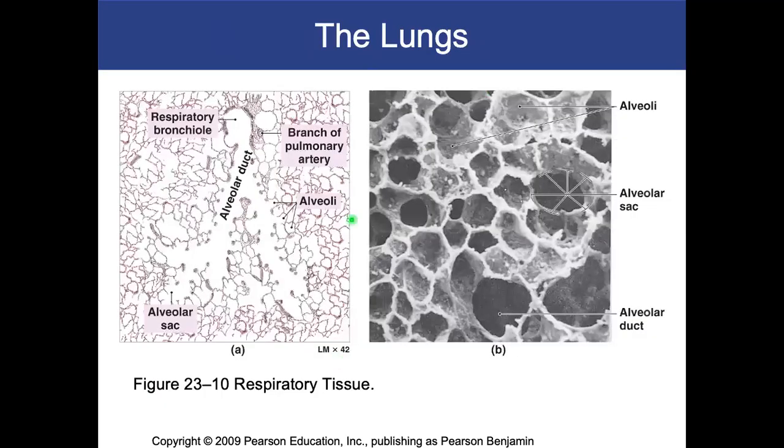Take a look. So here are the alveoli. Here's your alveolar duct, and then alveolar sacs. This is a longitudinal section, magnified 42 times the original size, right? And I think this is a scanning electron micrograph of it, so you get an idea of how numerous these are.